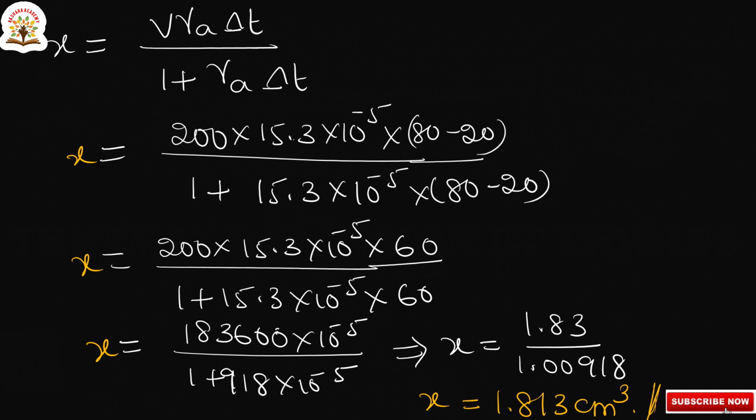Next we will go to the next question. If on heating a liquid through 80 °C, the mass of liquid expelled is 1/100th of the mass still remaining, the coefficient of apparent expansion of the liquid is? Here we have to calculate the coefficient of apparent expansion of the liquid. Now let us go to the solution.